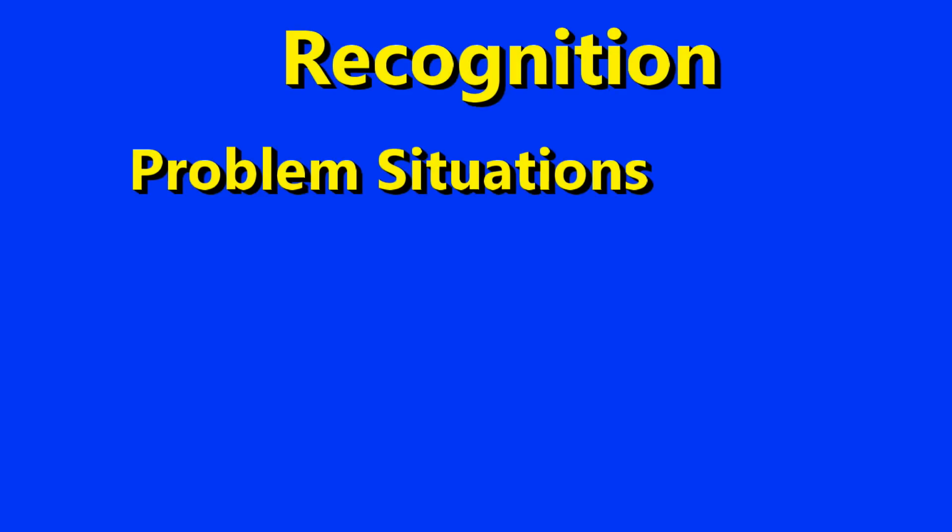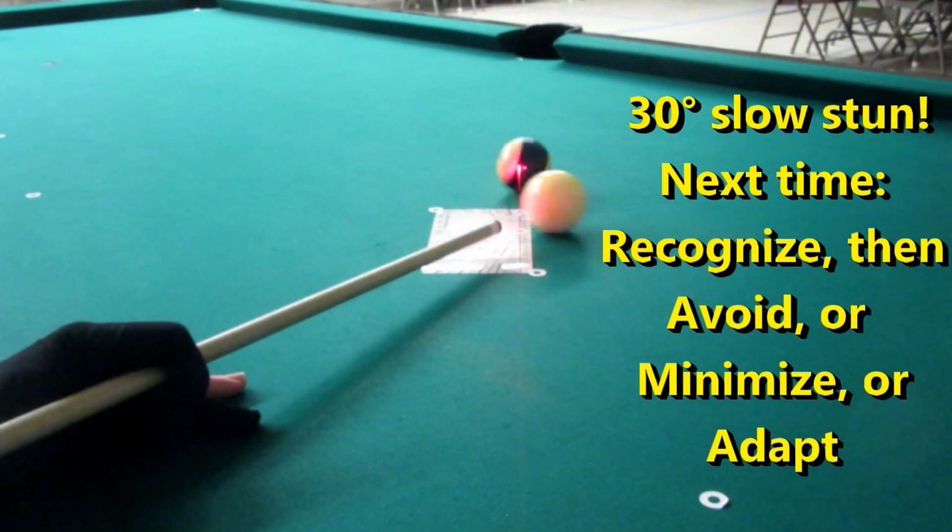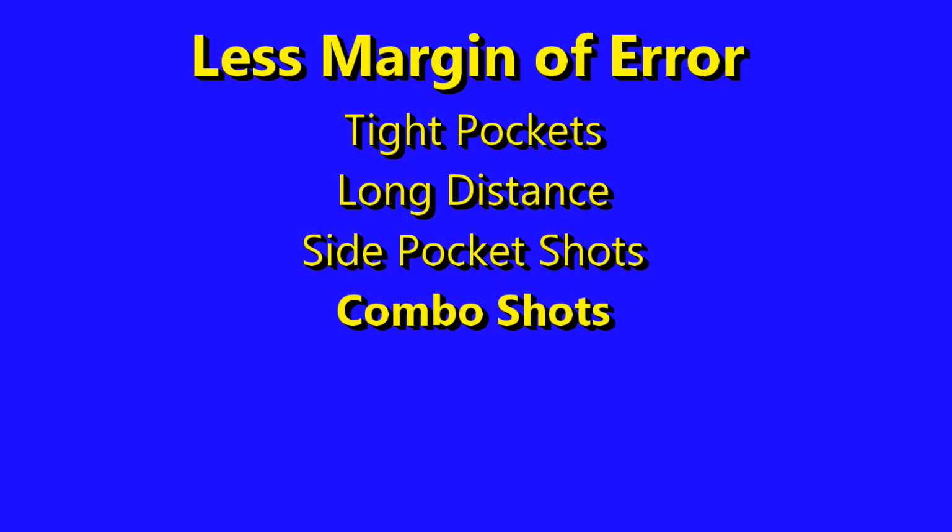Now think, what situations come to mind that should alert you? Pause the video and think of as many as you can. CIT causes a shot error, an angle offset from what's intended. The consequence is that you need to be more concerned about it when you have less geometric margin of error. The first 5 examples fall into this category. Examples are tight pockets, long distance to the pocket, side pocket shots from acute angles, combination shots.